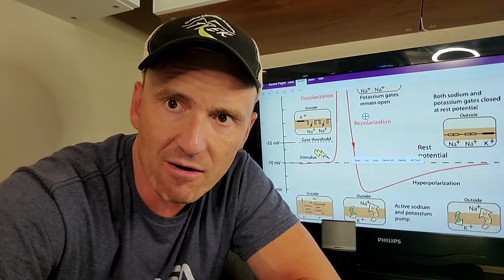So now these are flipped. Potassium's on the outside, sodium's on the inside. We have the right potential, but we've got the wrong ions. So what happens is then the pumps start up.